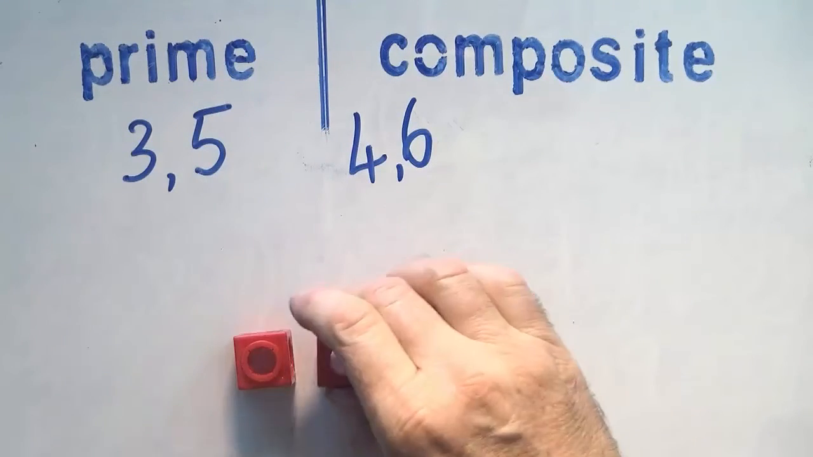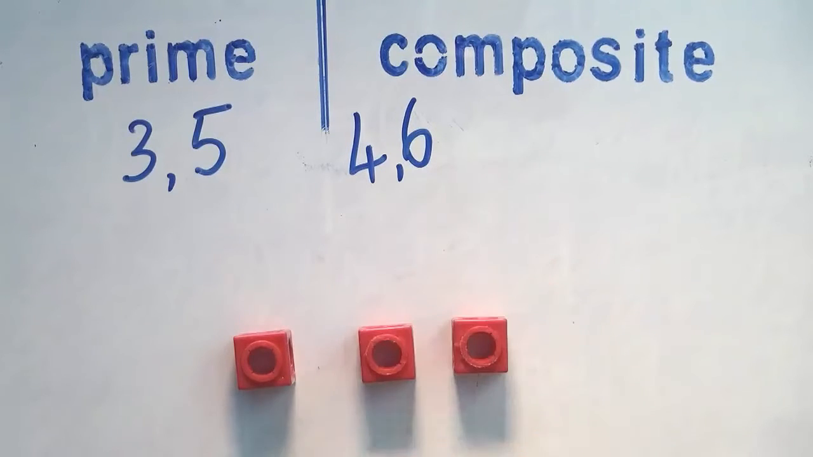Of course, I can make this into 3 groups of 1 or 1 group of 3. But I can do that with every natural number. But that's the thing about a prime number. That's the only way you can divide a prime number. You can divide it in ones or you can divide it by itself. And what you divide by is called a factor. So a prime number has only 2 factors. Itself and 1.